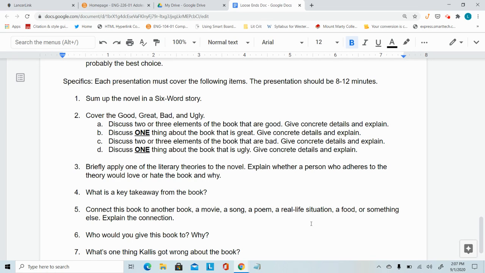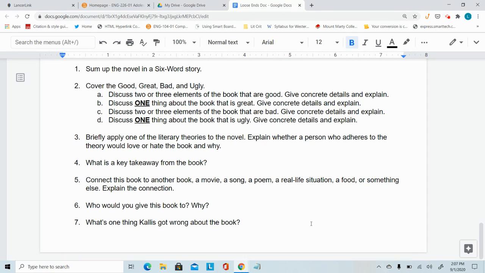Who would you give this book to and why? If you hate the book, give it to your worst enemy. If you love the book, give it to your best friend. If there's a specific type of reader you know, give it to that person. Who would you give this book to? Why? In other words, who would appreciate this book and why?